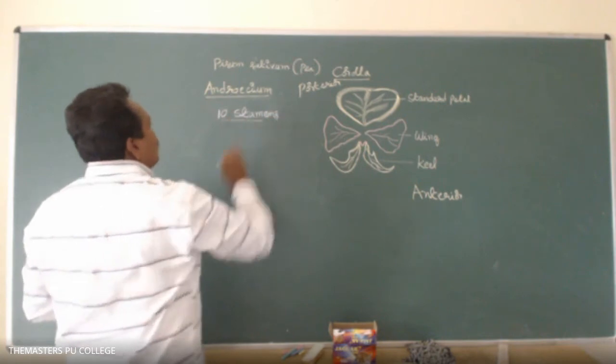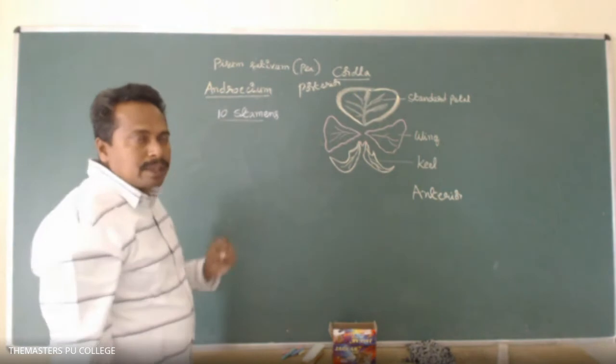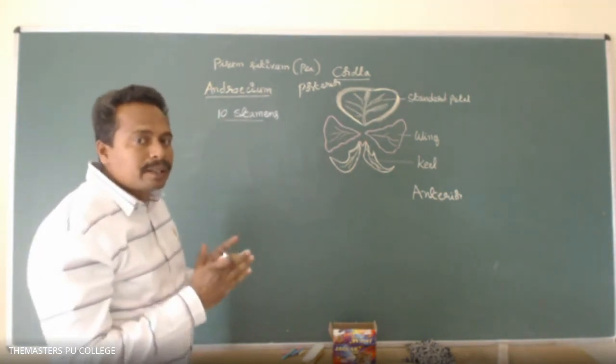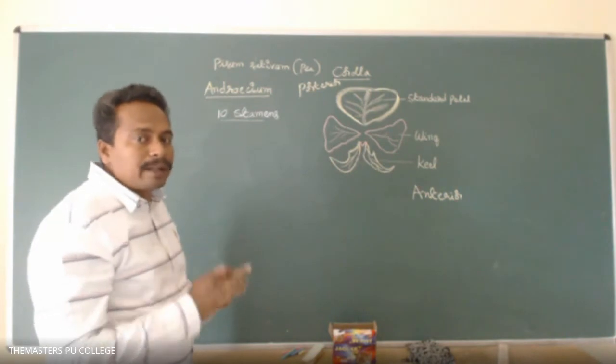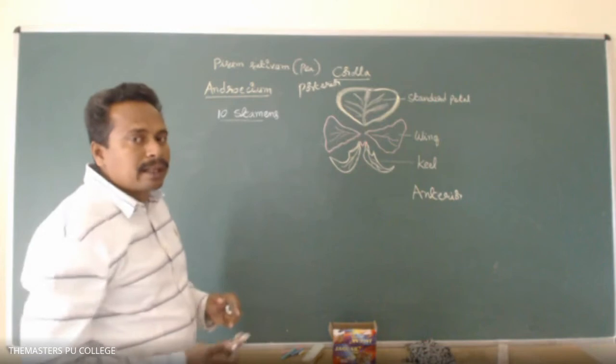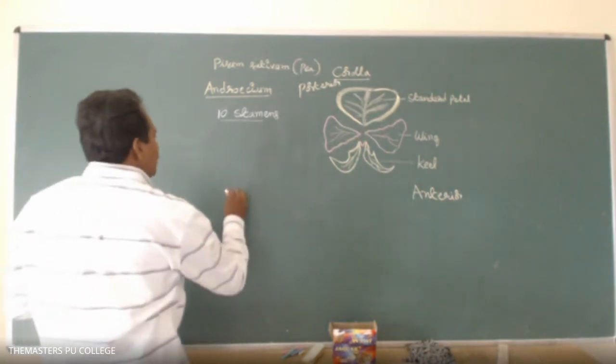Ten stamens are there. Among these 10 stamens, the filaments of 9 stamens are united to form one bundle, and the remaining stamen forms another bundle. Diadelphous stamens in Fabaceae family.